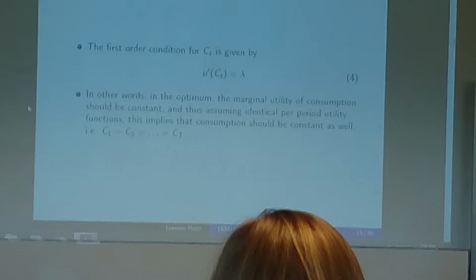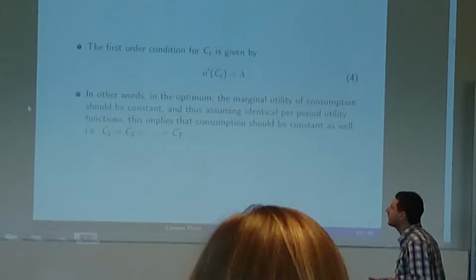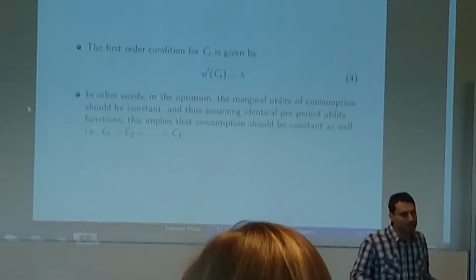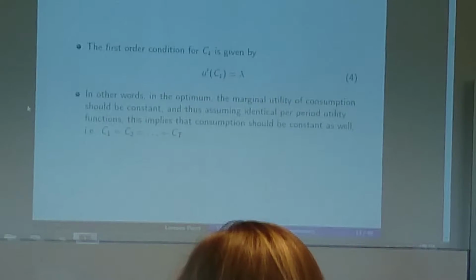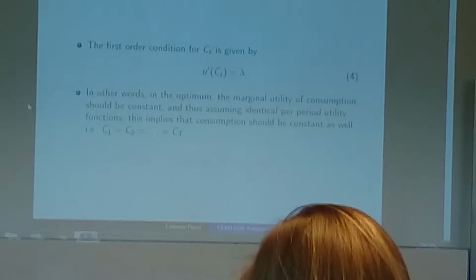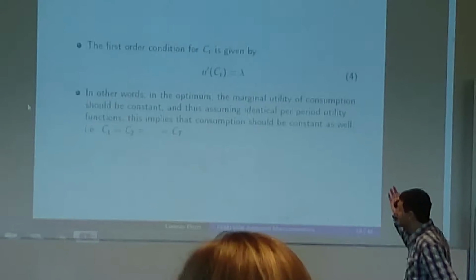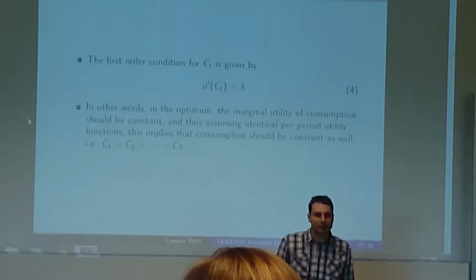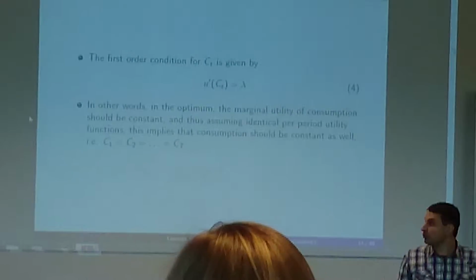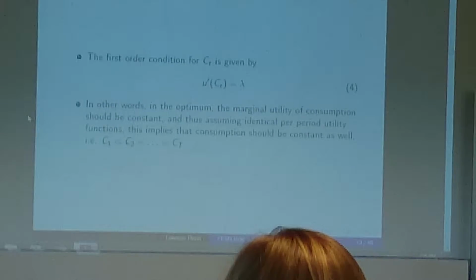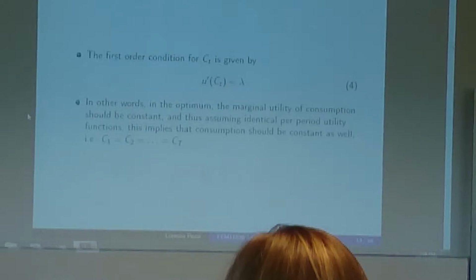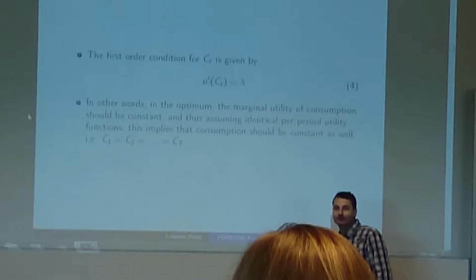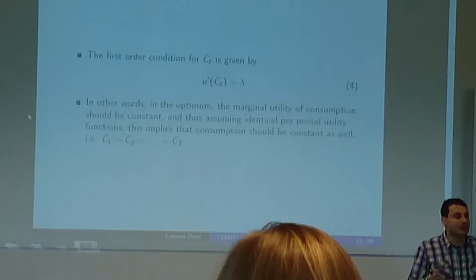You have that marginal utility will be equal to your constant Lagrange multiplier lambda. What do we see in the optimum? In the optimum, marginal utility of consumption will be equal in every period. What does it mean? It means that if we make the assumption that utility functions are the same in every period, which is what we do here, then consumption should be constant as well. Consumption will be the same in every period.